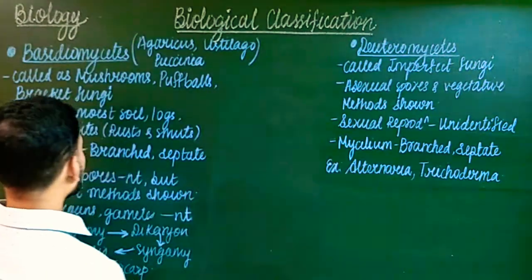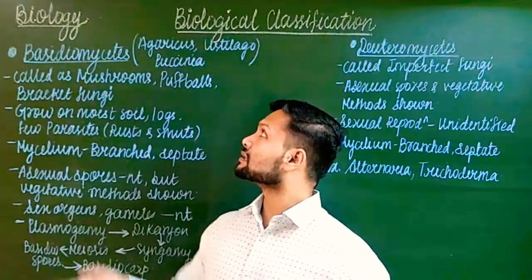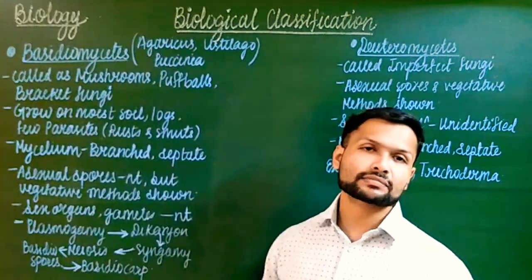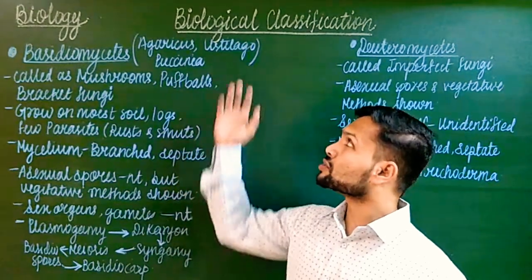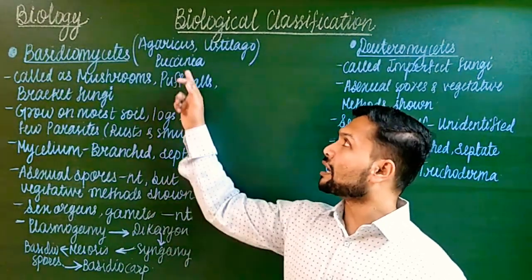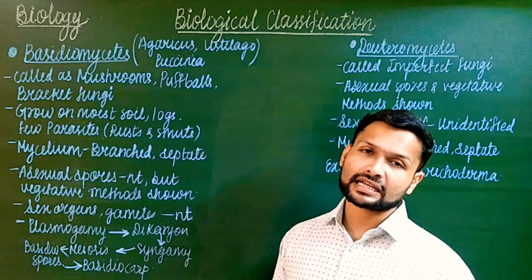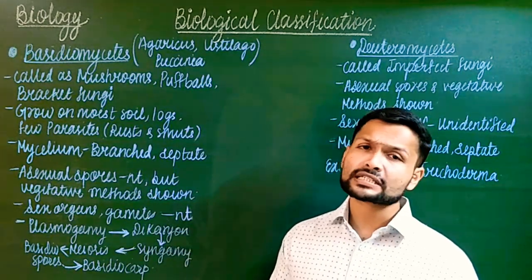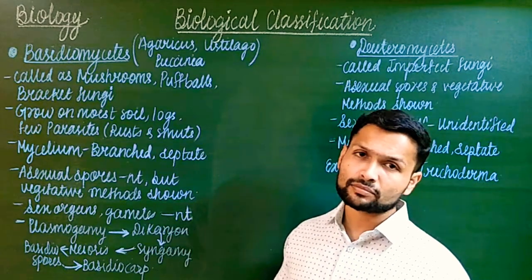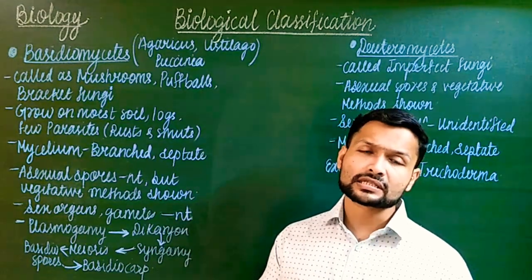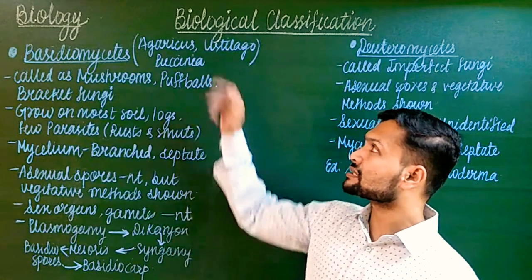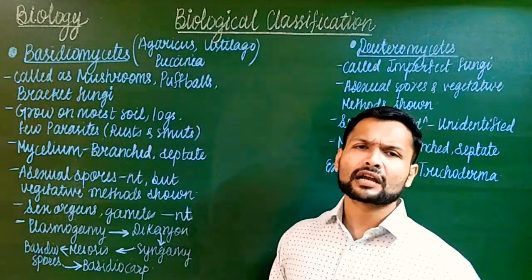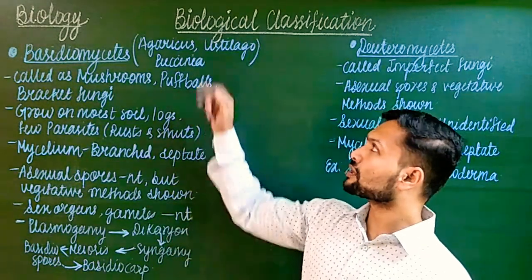In Basidiomycetes, there are three examples: Agaricus means mushrooms, Ustilago means smuts, and Puccinia, which is a parasite that causes wheat rust. In the introduction of fungi we have already studied Puccinia, that it causes wheat rust. You must learn these three examples, as they will come in other entrances, so it's important for your entrances.